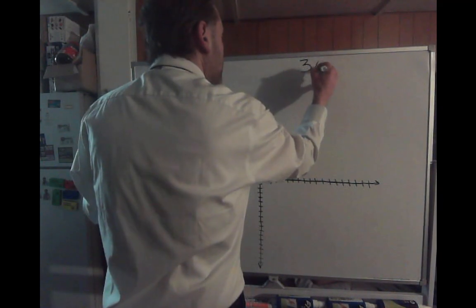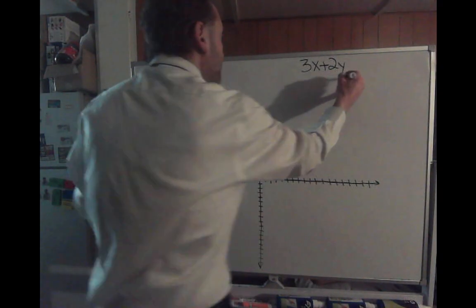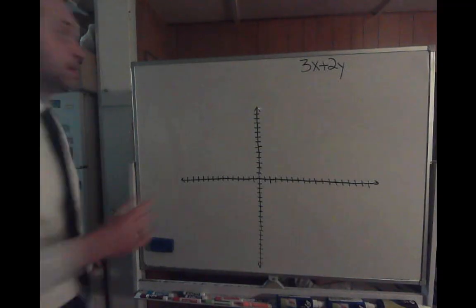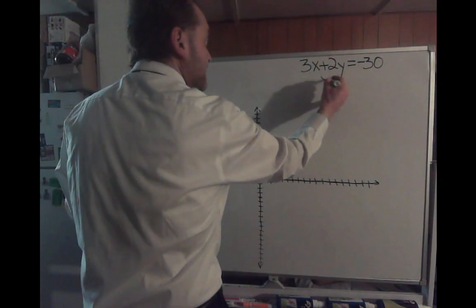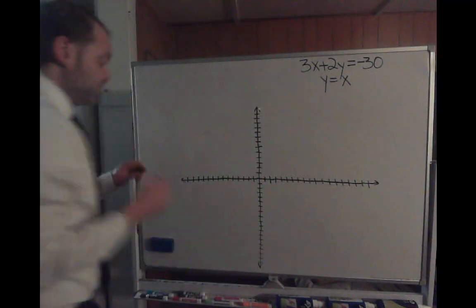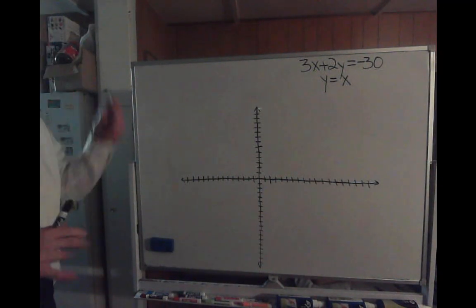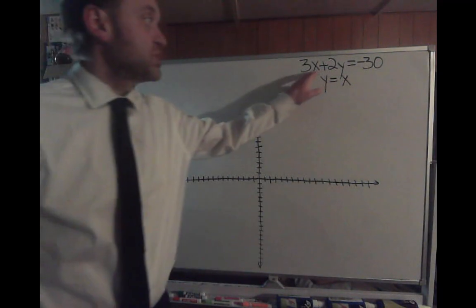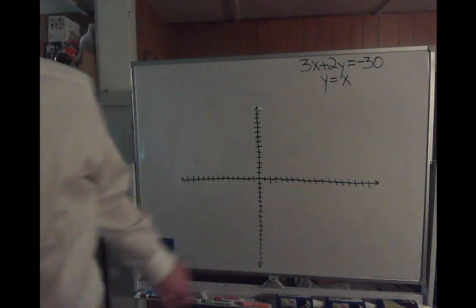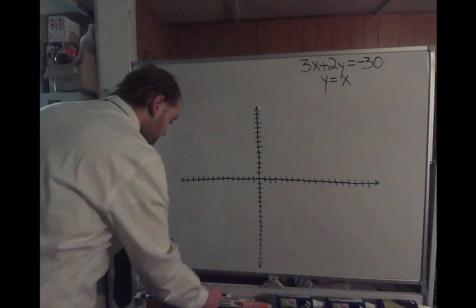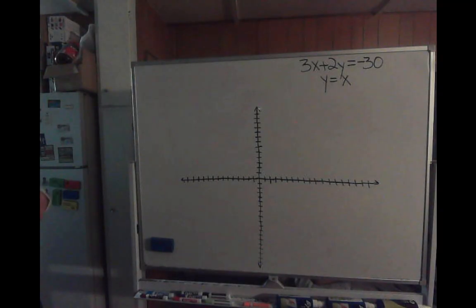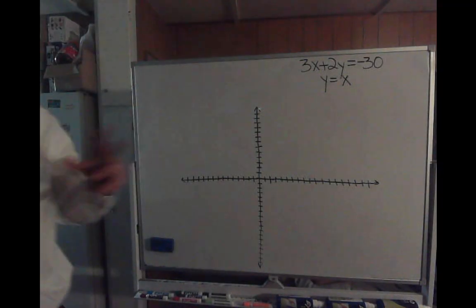We have 3x plus 2y equals negative 30, and then you just have y equals x. So you have a system of equations here where you have 3x plus 2y equals negative 30, and then you have the line y equals x. Well, let's solve for the system first. Let's determine our point of intersection. Now, in this case, the method of elimination is not going to work out the best for us. We can use the method of substitution to solve this.